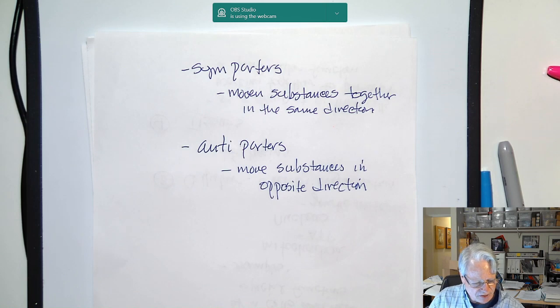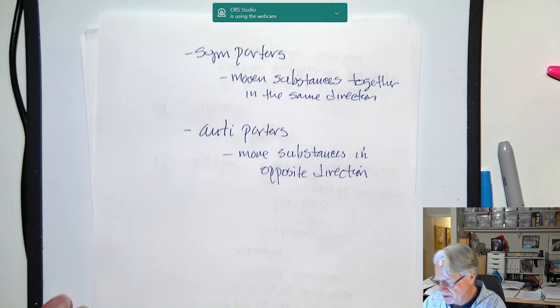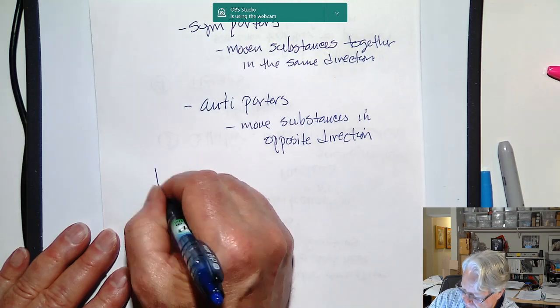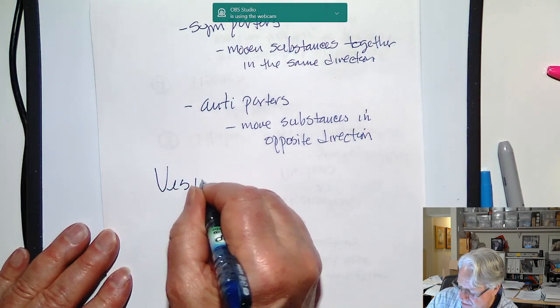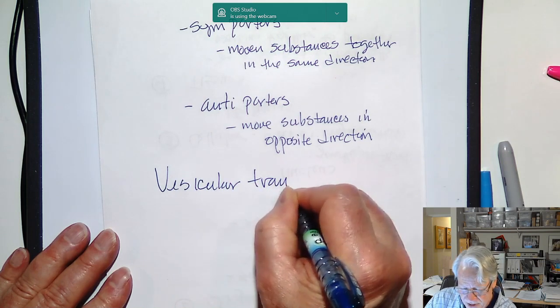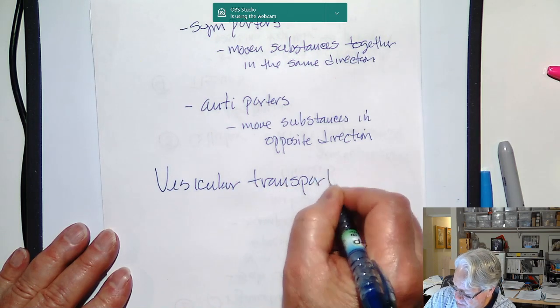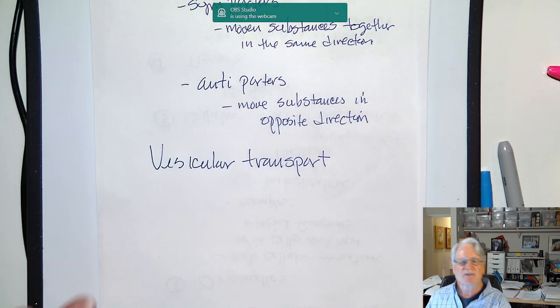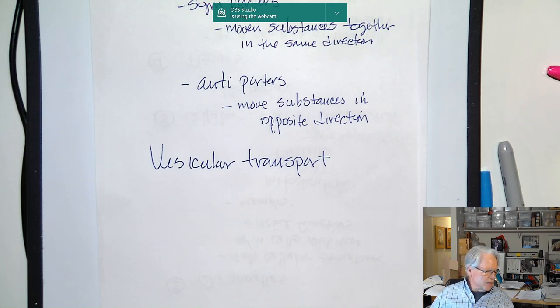So what's next? What's next is to talk about vesicular transport. So let's do that. Vesicular transport. And I'm not going to spend a lot of time here. I'm going to show you the three different subsets of vesicular transport and just very quickly go over those. We don't spend a lot of time with that.